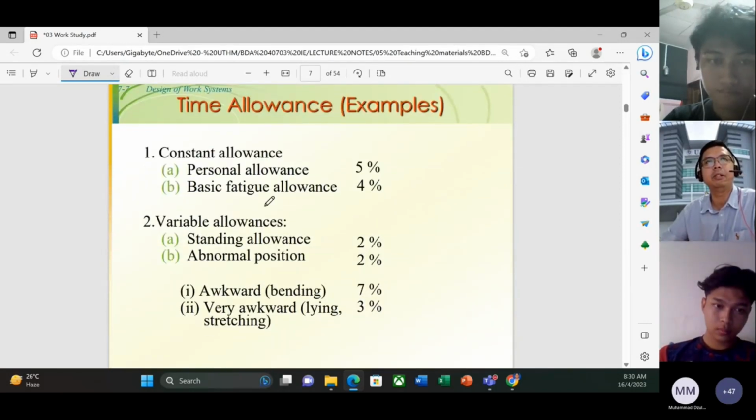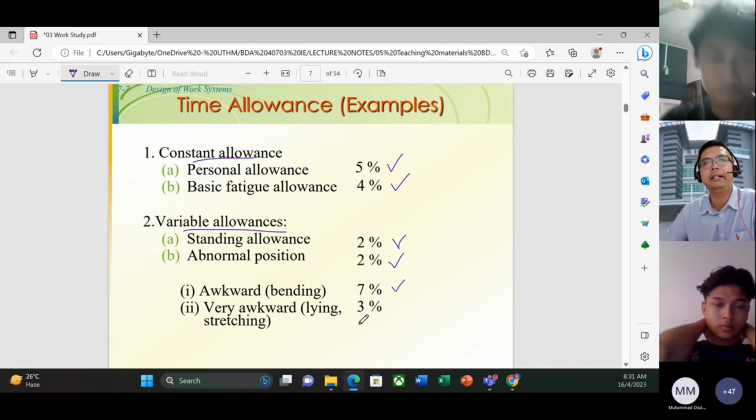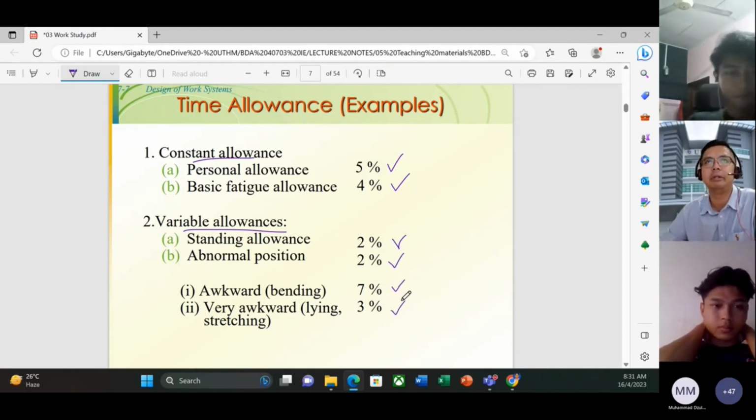They give you an example: constant allowance, personal allowance 5%. Basic fatigue allowance 4%. And variable allowance can be standing allowance 2%, abnormal position 2%, awkward bending posture, very awkward lying or lying and stretching 3%. The example to calculate the allowance.